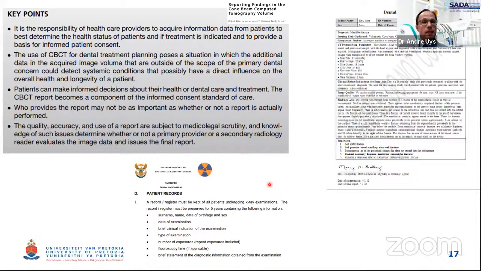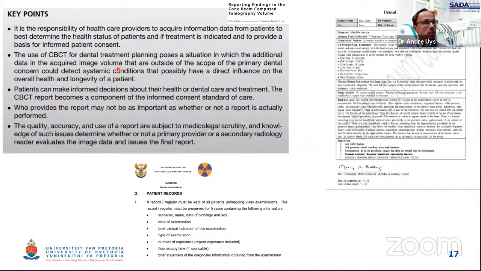I just want to quickly talk about the key points to remember when using a CBCT. And this is nicely summarized by Dr. Miles in his article reporting findings in the cone beam CT volume. Just want to briefly talk about three points here. You've got to remember that if your field of view size is quite large, you're going to acquire an image volume that's outside of the scope of practice of normal dentistry. And unfortunately, you will have to report on those structures as well.